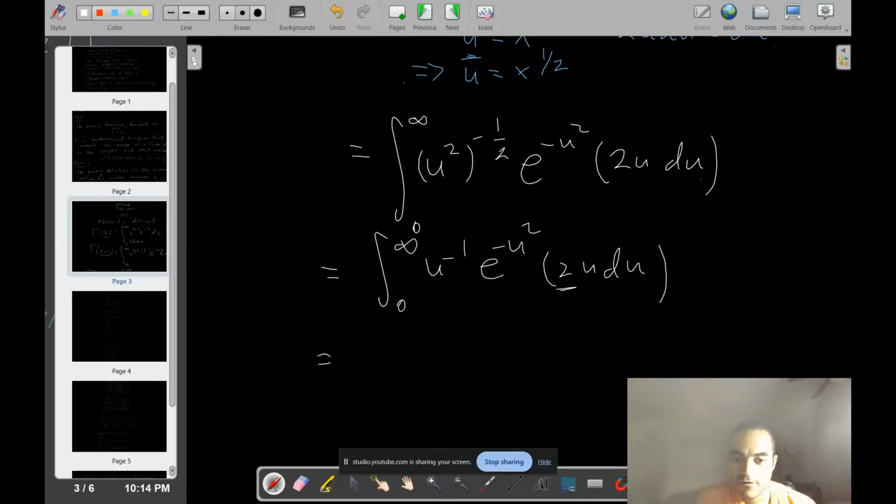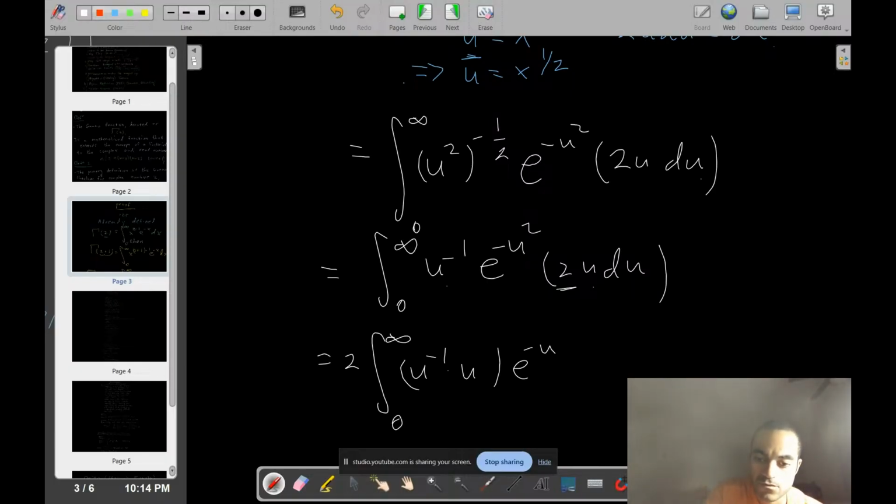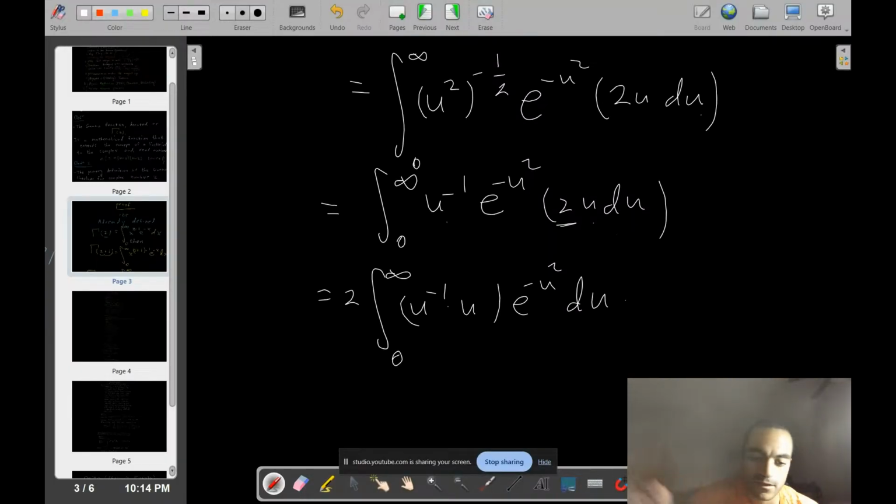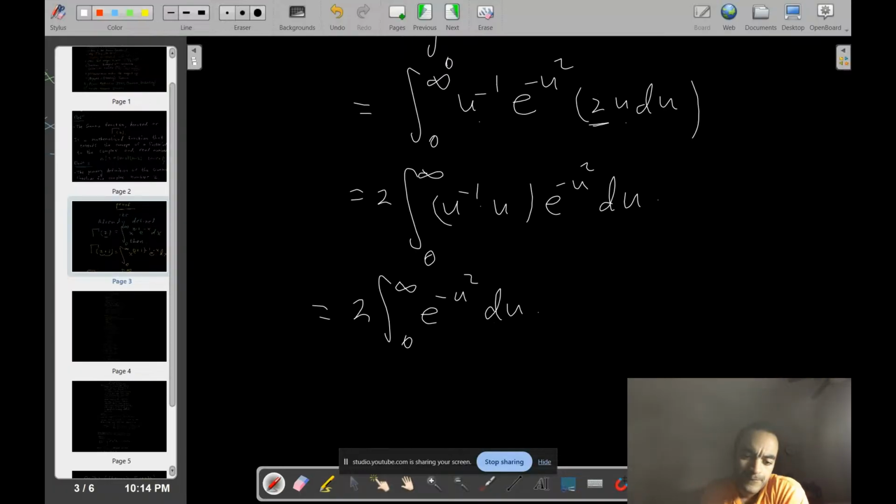Now, the 2, every constant goes in front of the integral. So I can say 2 times the integral from 0 to infinity of u to the negative 1 times u times e to the negative u squared du. Just move the 2 to the front. The u to the negative 1 times u cancels, because that's like saying 1 over u times u. u divided by u is gone. So I'm left with twice the integral from 0 to infinity of e to the negative u squared du. That's what I have now.